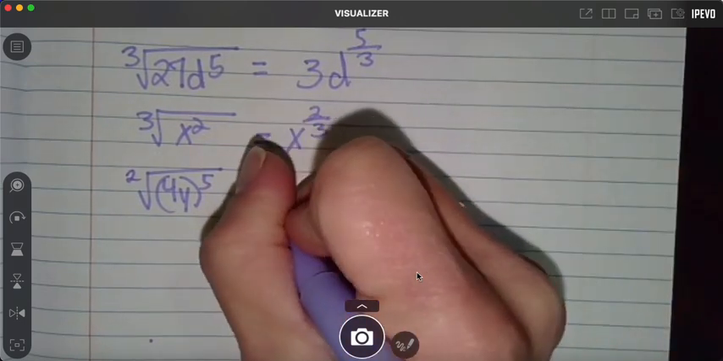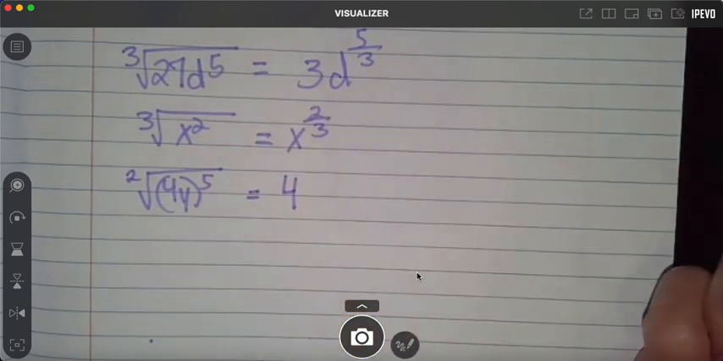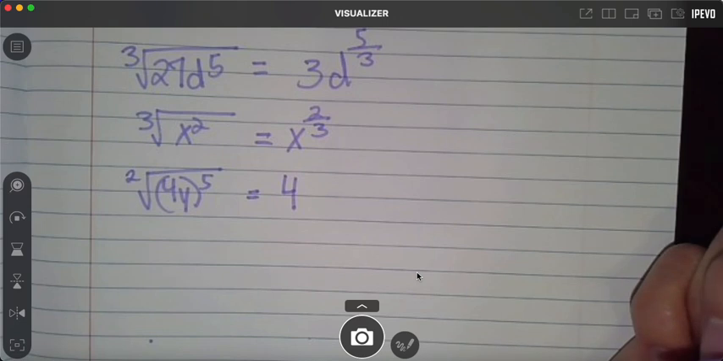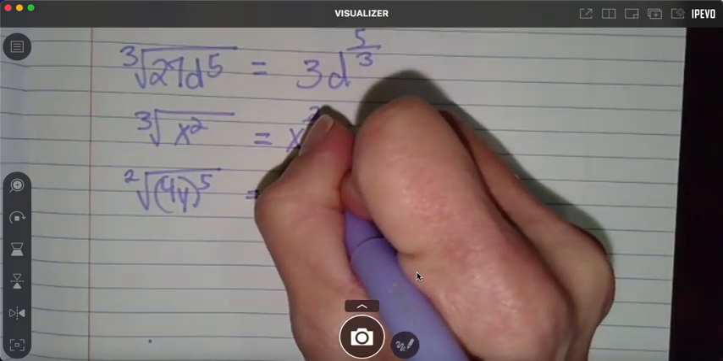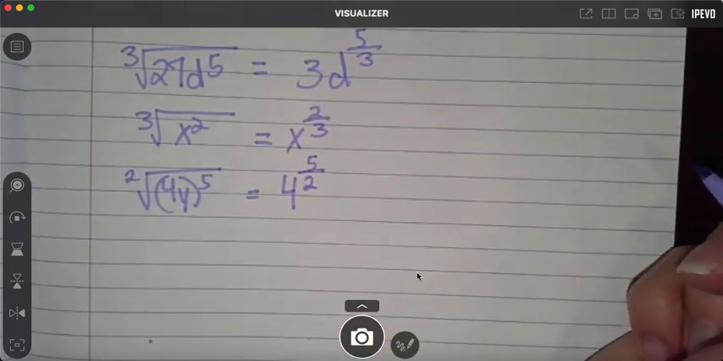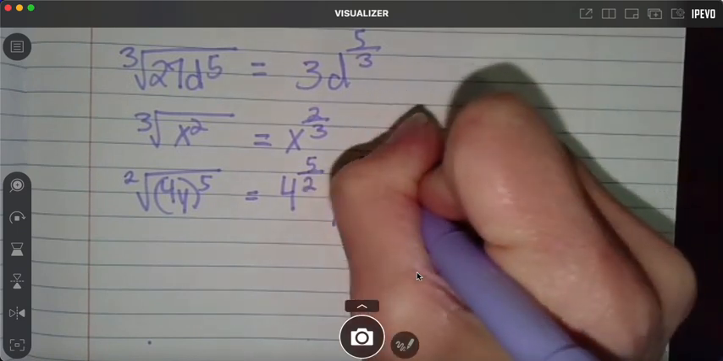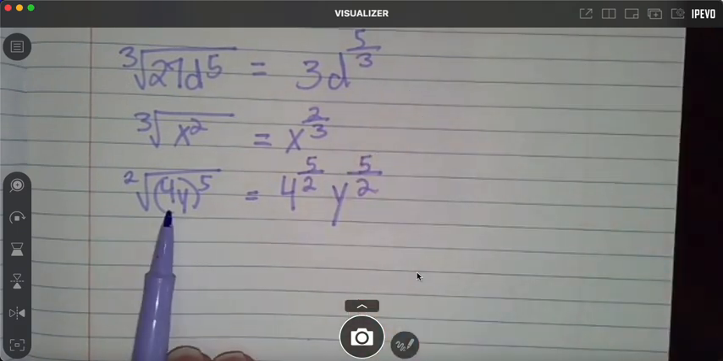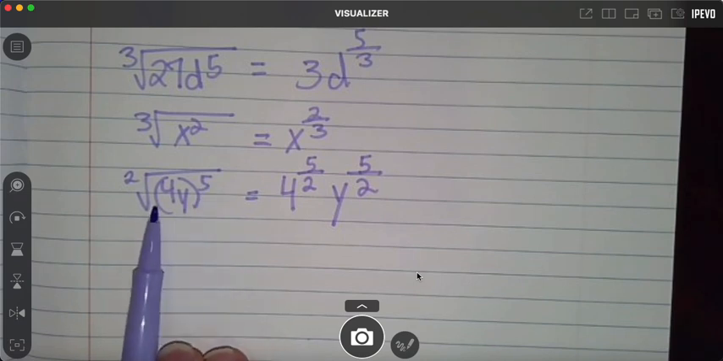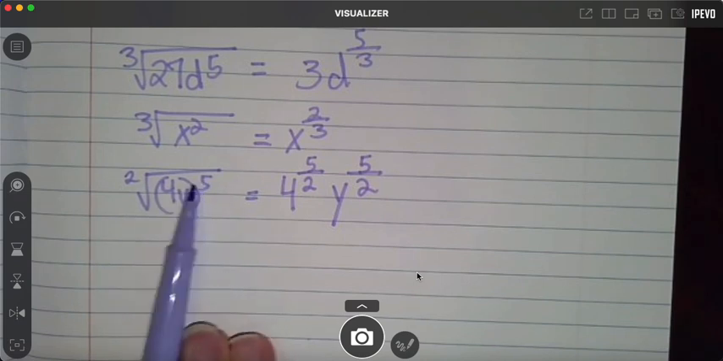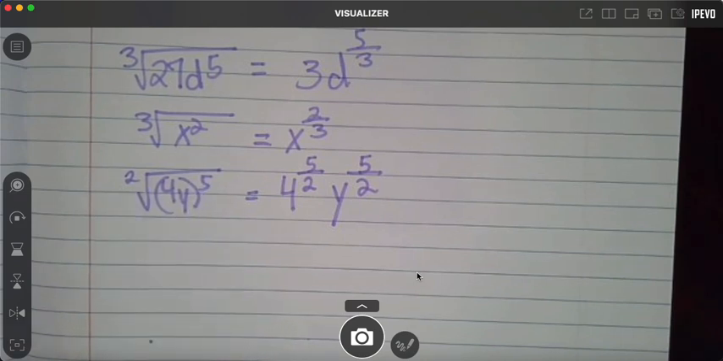So I'm going to have 4, and then what's my top number going to be? 2. I'm sorry, 2. No, that's my root. The root goes in the bottom. My top number is 5. My root is 2. For my y, what's my top number? 5, and my root is 2. Because see how both of them were raised to the 5th power? So they both have a 5, and then they both have a root of 2.